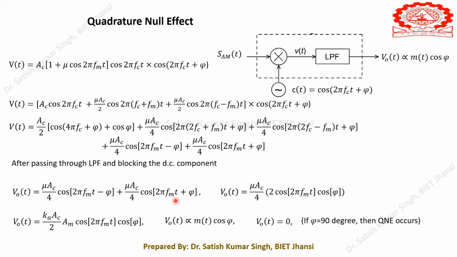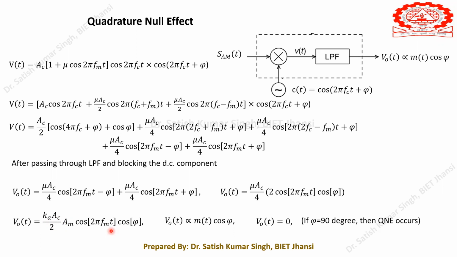Now we can further rewrite this equation by following the formula cos(a plus b) plus cos(a minus b). By following that formula we can write this equation as mu AC by 4 times 2 cos(2 pi fm t) multiplied with cos phi. Further, it can be rewritten as V output(t) equals K A_C by 2 Am cos(2 pi fm t) cos phi. A little modification I have just done.